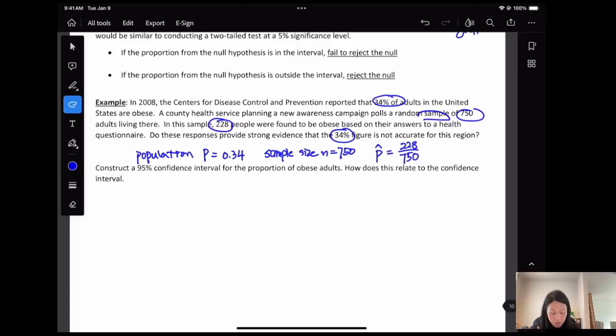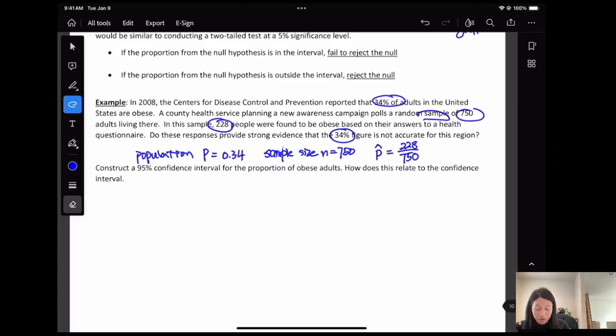Do these responses provide strong evidence that the 13.4% figure is not accurate for this region? Now, construct a 95% confidence interval for the proportion of these adults, and how does this relate to the hypothesis test? First of all, our null hypothesis, P. Oh, right now it's a confidence interval. We don't have a null hypothesis or alternative hypothesis. We have every number that we laid out.